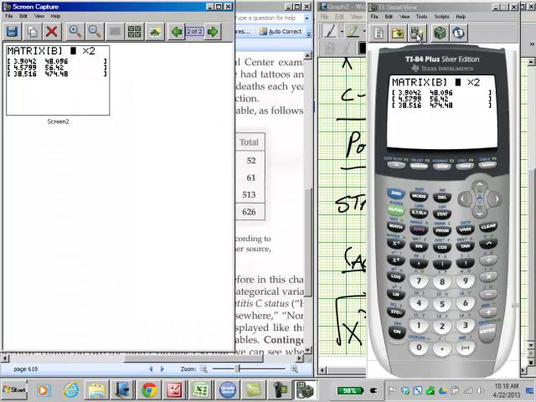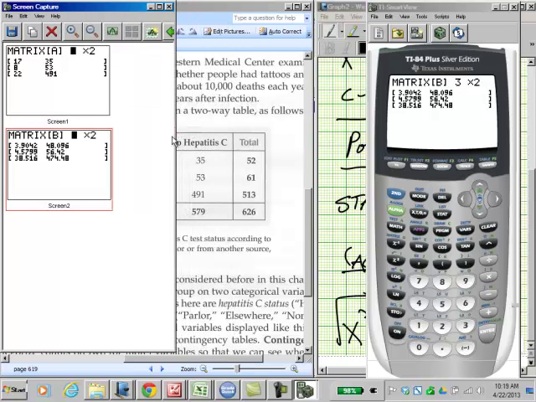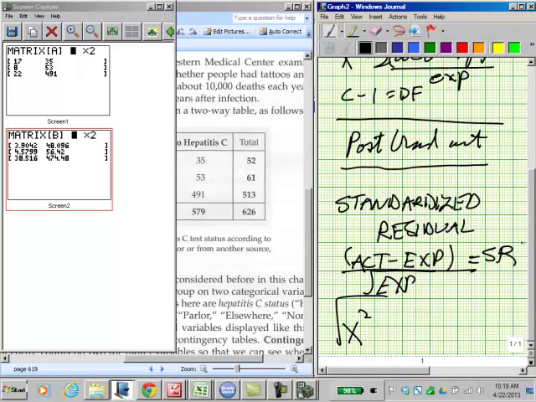Okay? So let me take a picture of this. Let me make this a little narrower. All right, so here's the actual and here's the expected. Now, let's remember what our statistic is. The standardized residual is actual minus expected divided by the square root of the expected.